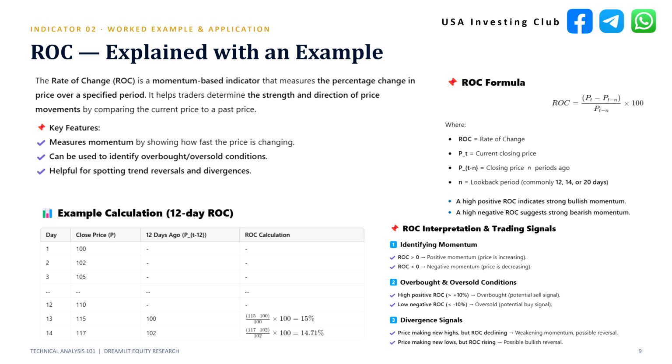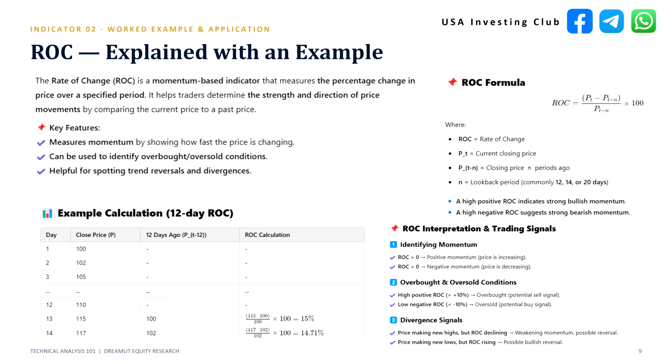Turning this into judgment, 3 rules. Identifying momentum. ROC above 0 is positive momentum, price increasing. Below 0 is negative momentum, price decreasing. Overbought and oversold. A high positive ROC, conventionally above plus 10%, suggests overbought and a potential sell signal. A low negative ROC, below minus 10%, suggests oversold and a potential buy signal.